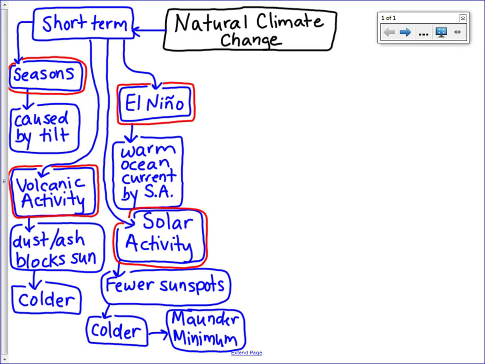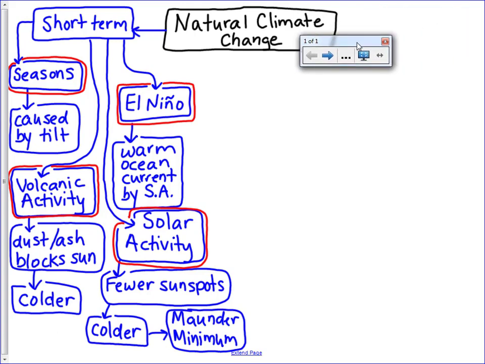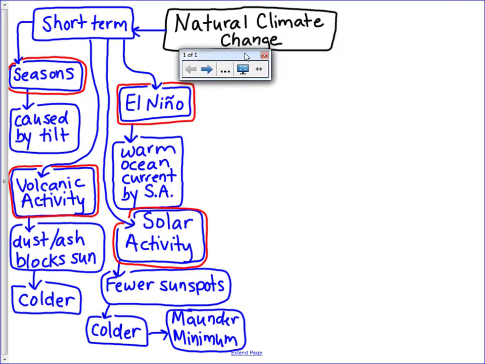Next, we're going to switch gears and do long-term climate changes. So things that can cause natural climate change over a very long period of time. And the things that we'll put on this side, things that take tens of thousands of years at the very least, and up to much longer time periods than that. So long-term, put that over here, long-term climate changes.